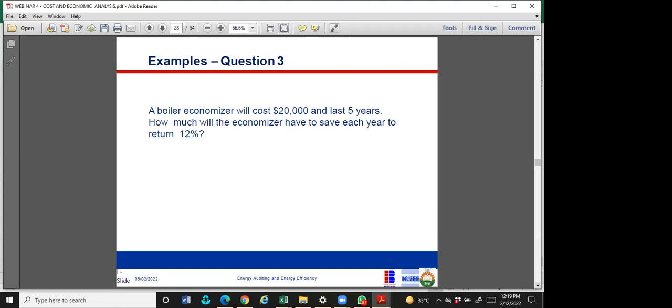If you just Google it, type boiler economizer, you see what it looks like. But that's what it does. Okay, the thing will cost 20,000, and it will last for 5 years. In other words, after like 5 years, it packs up. How much would the economizer have to save each year to return it?